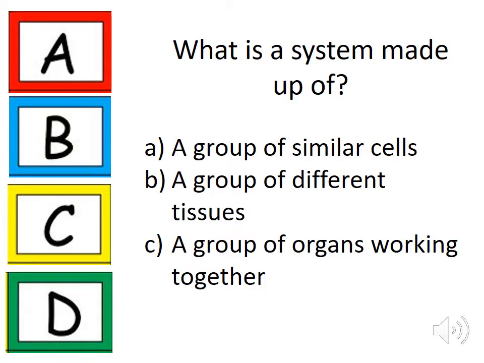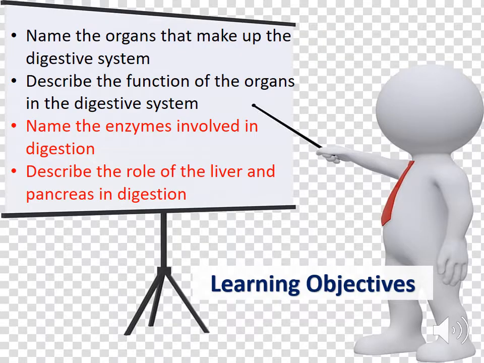So first of all, what is a system made up of? Well done if you said C, a group of organs working together. And that's what we're going to be looking at today in the digestive system. So our objectives for today's session are for you to be able to name the organs that make up the digestive system, for you to be able to describe the role of the organs in the digestive system.